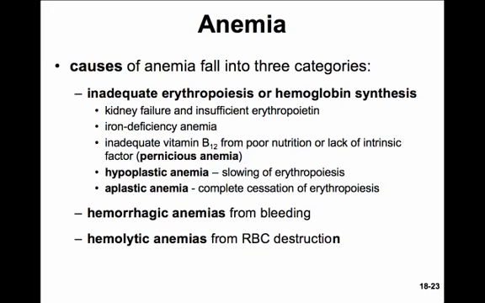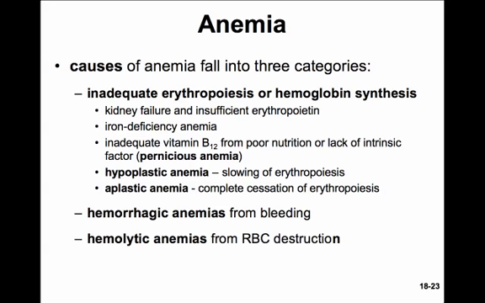The opposite case is anemia. Anemia is not having enough oxygen delivered in the blood. The cause of anemia can fall into three categories: either inadequate erythropoiesis or hemoglobin synthesis. This can result from kidney failure, which is going to produce insufficient erythropoietin. An iron deficiency can cause anemia. An inadequate vitamin B12, which is going to inhibit the rate of erythrocyte production.